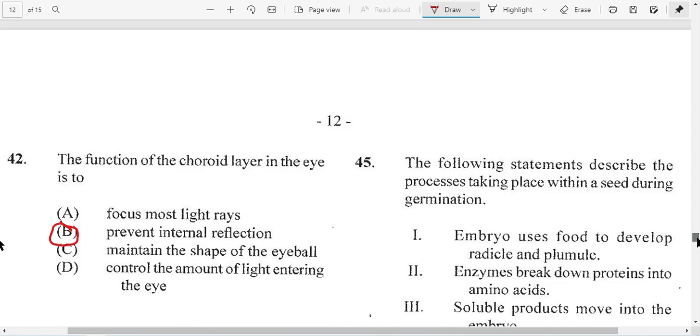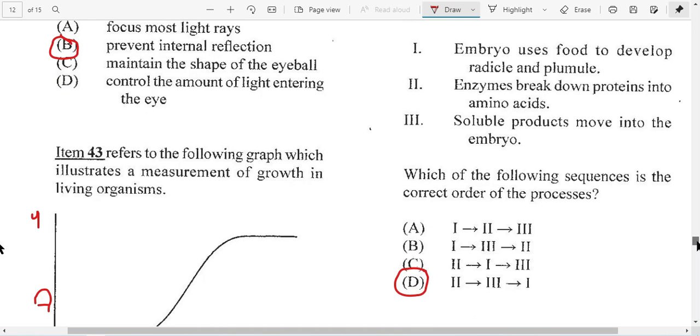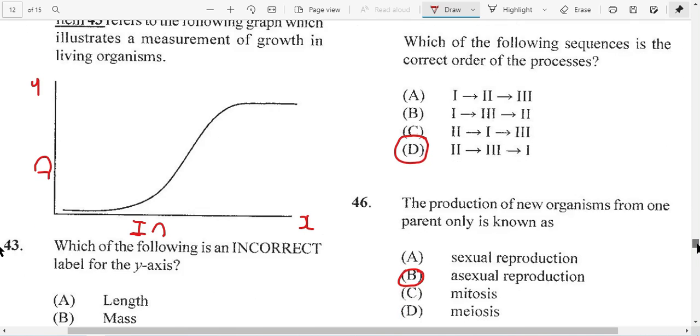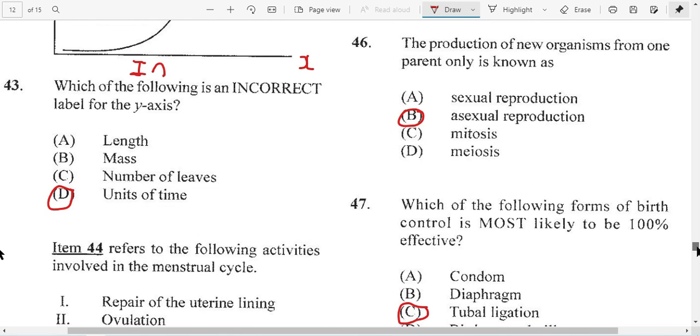So we selected D to be the answer, 2 being first, enzymes breaking down, so we have some enzyme activity. Then 3, the soluble products will of course move into the embryo, and of course 1, the embryo will use the food to develop the radicle and of course the plumule. So we have a new plant here. Like we said, this is the answer for 45.